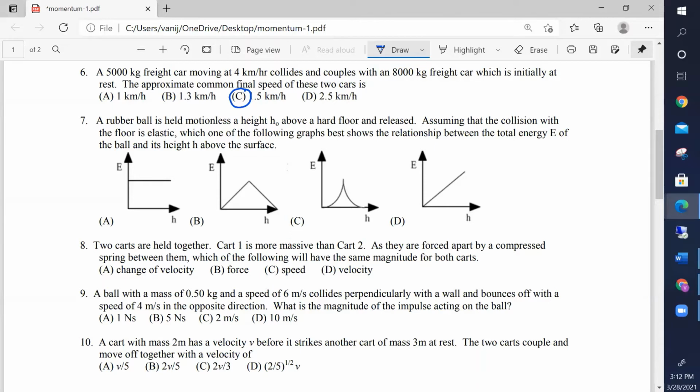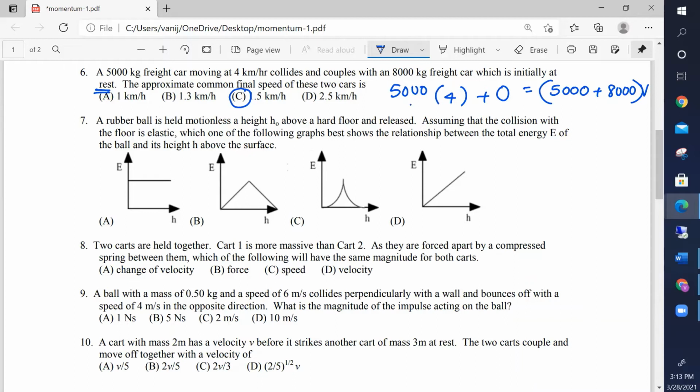What type of collision is this? It's a perfectly inelastic collision, right? Because they're moving with the same final velocities. So 5,000 times 4 kilometers per hour, plus the initial velocity of the 8,000 kilogram freight car, which is going to be 0 because it is initially at rest, would be equal to 5,000 plus 8,000 times V.